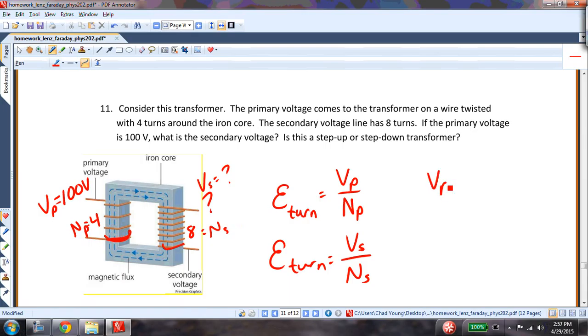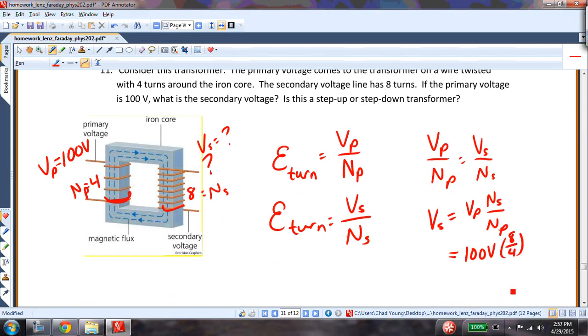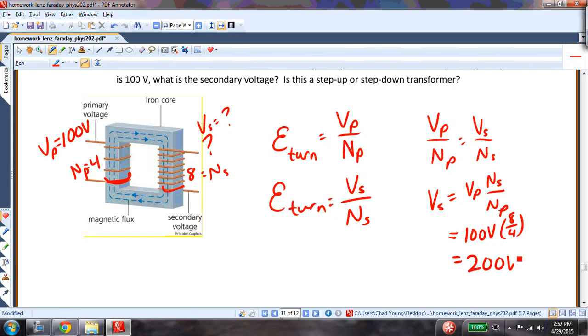So I get VP over NP equals VS over NS, and here I'm looking for the secondary voltage, so I'm going to say VS is equal to VP times NS over NP. So that's going to be VP, which is 100 volts. And now the question of whether it is a step up or a step down transformer is dependent upon the value of this ratio. NS over NP is 8 over 4, which is 2. That makes this 200 volts. So that's my answer. That is my secondary voltage.